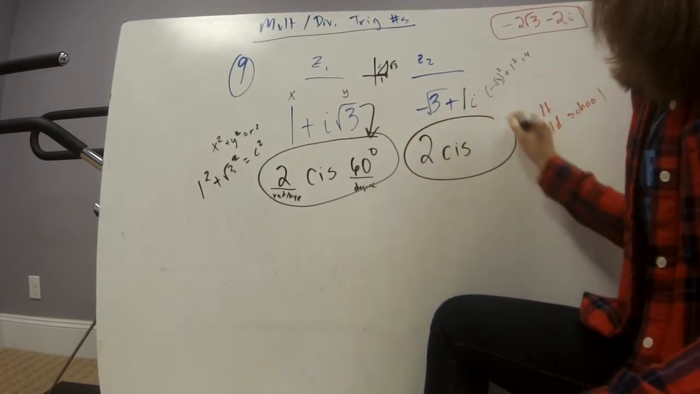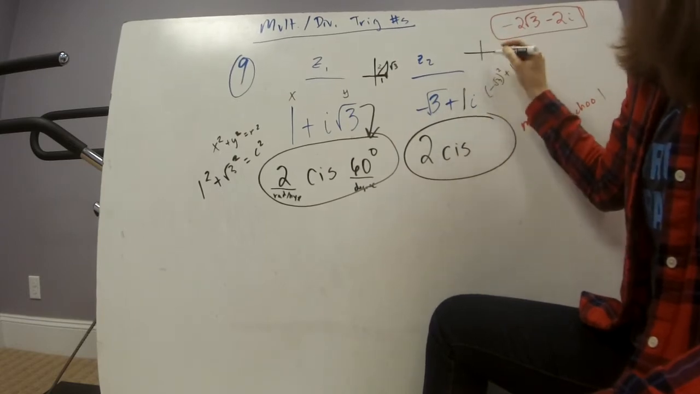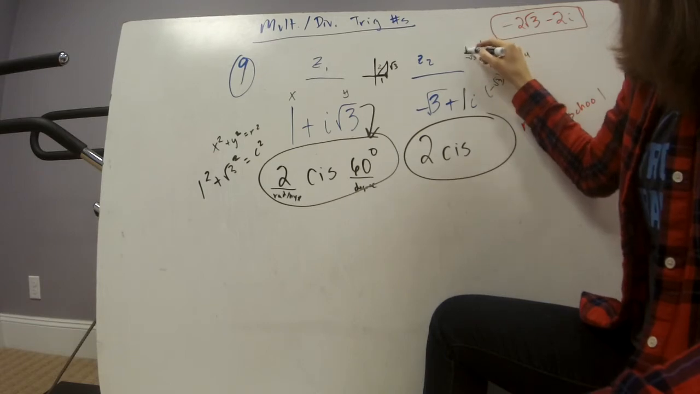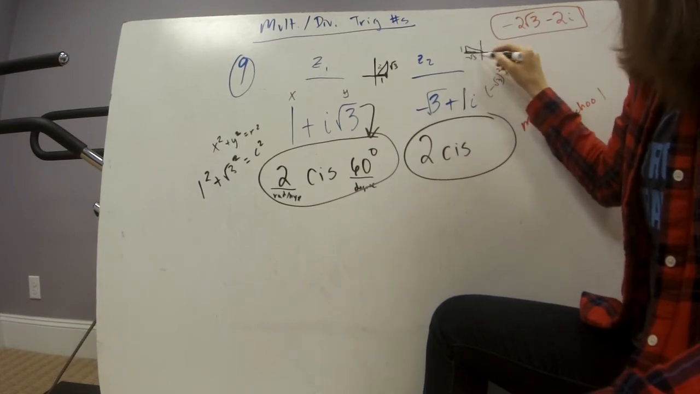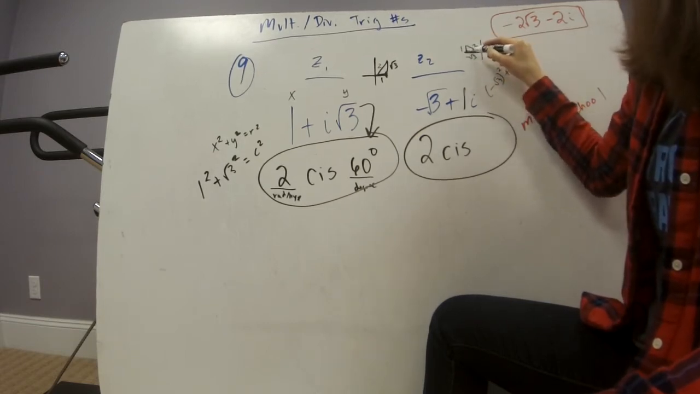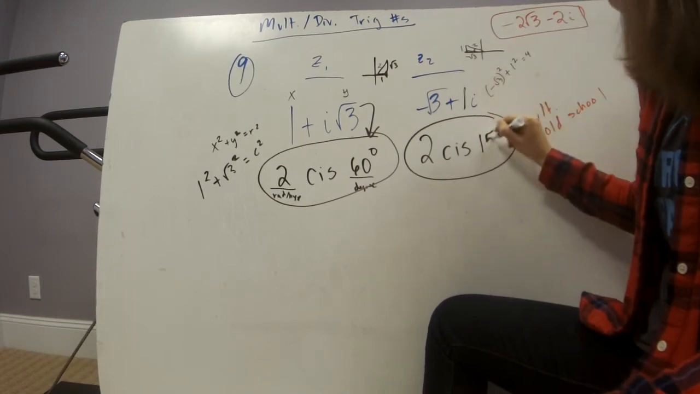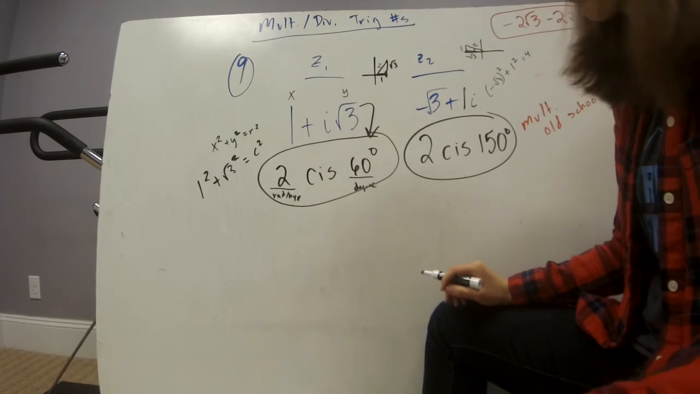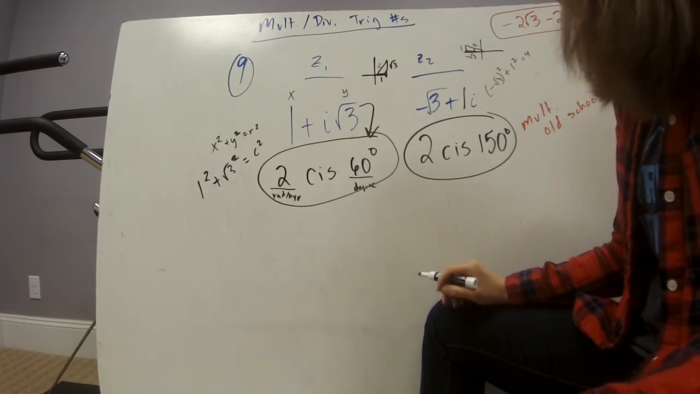The other way that I could figure this out is draw it again, right? If I go negative root 3 this way, and then I go up 1, this is another 30, 60, 90. It just happens to be 30 away from 180, so it's 150. Right? Is that okay? Boom. I don't know why I'm asking that's okay, because you can't hear me, but that's fine.